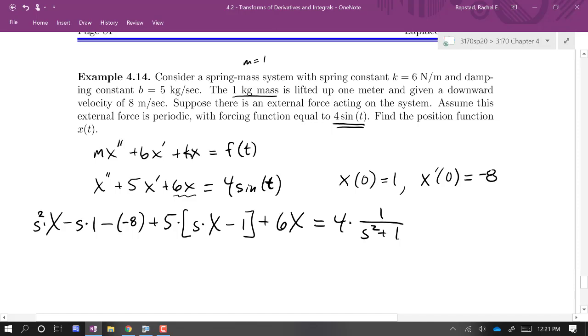So we're going to use algebra now to solve for X. I'm going to clean this up a little bit and distribute that 5. So s squared X minus s plus 8 plus 5s times X minus 5 plus 6X equals 4 over s squared plus 1.